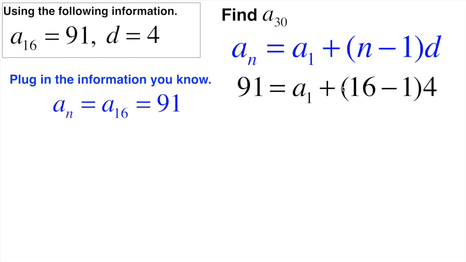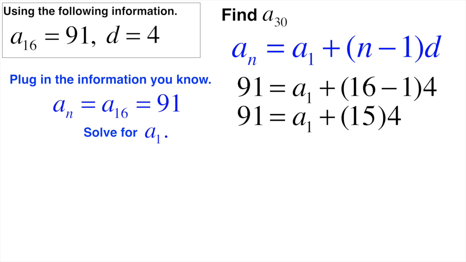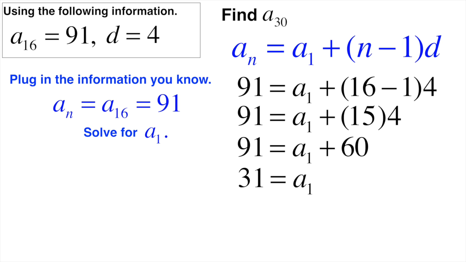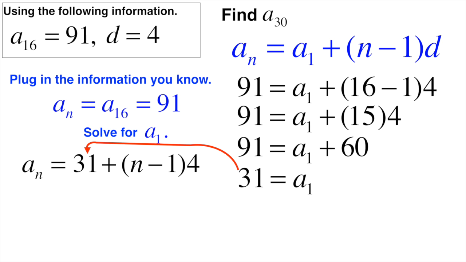Okay, so the way we'll do this is, what's over here on the far right-hand side, we're going to start simplifying that. 16 minus 1 is 15. 15 times 4 is 60. Now all I need to do is subtract 60 from both sides, and I'll find out what a of 1 is. Well, 60 minus 60 is 0. 91 minus 60 would give me 31. So that's really helpful. Now I can take that and plug it right in for my sequence.